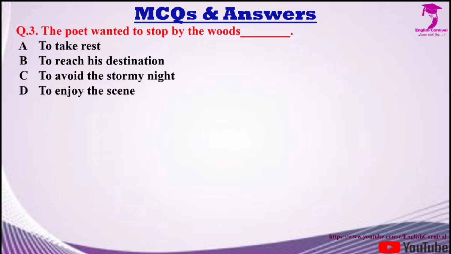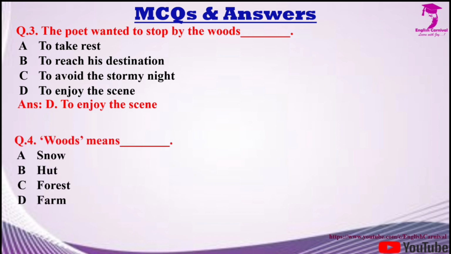Question number 3, we have the poet wanted to stop by the woods dash. Options are A, to take rest, B, to reach his destination, C, to avoid the stormy night and D, to enjoy the scene. Correct answer is D, and that is to enjoy the scene.